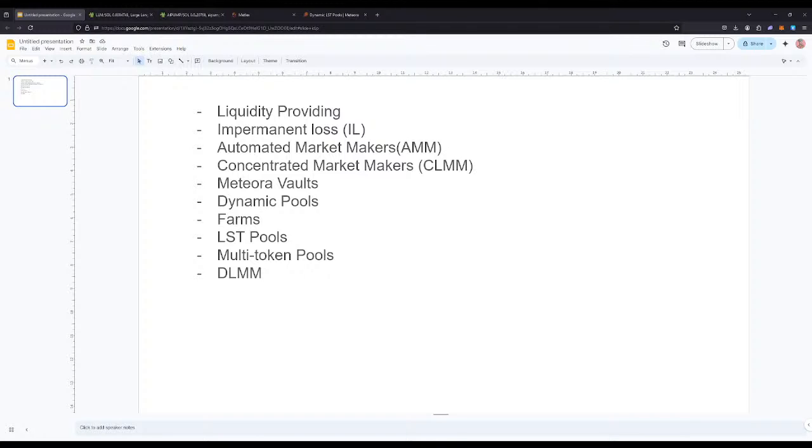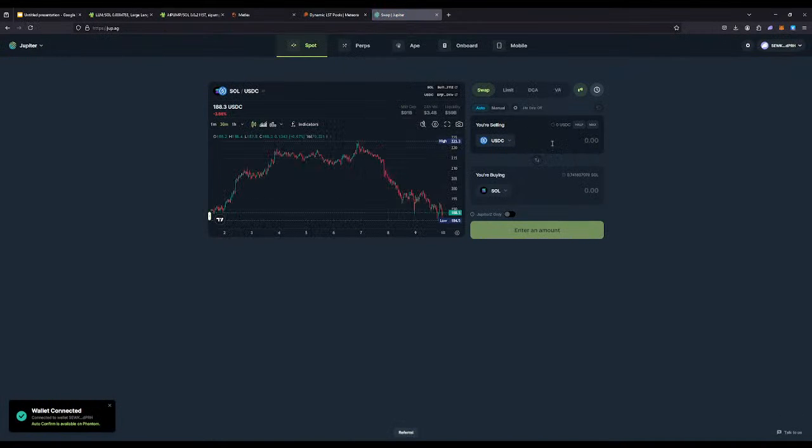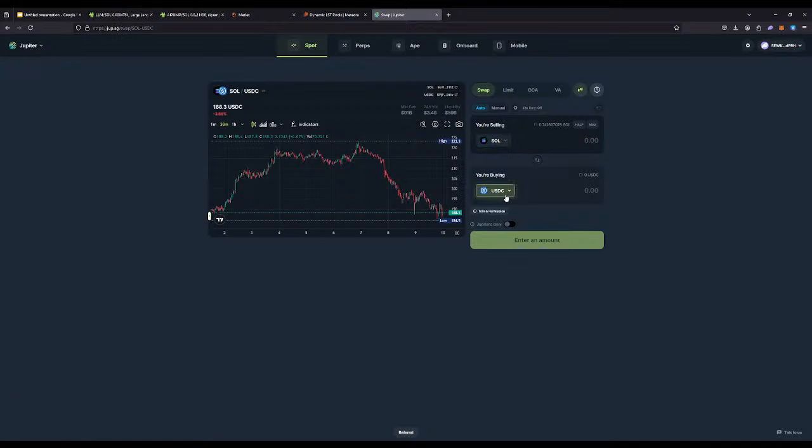And these are just some of the points that I want to cover so that you have an idea what liquidity providing is and how to provide liquidity on Meteora especially. So first, talking about liquidity providing: if I open up Jupiter and suppose I want to swap some Sol into USDC, then this trade is being facilitated by a liquidity pool.